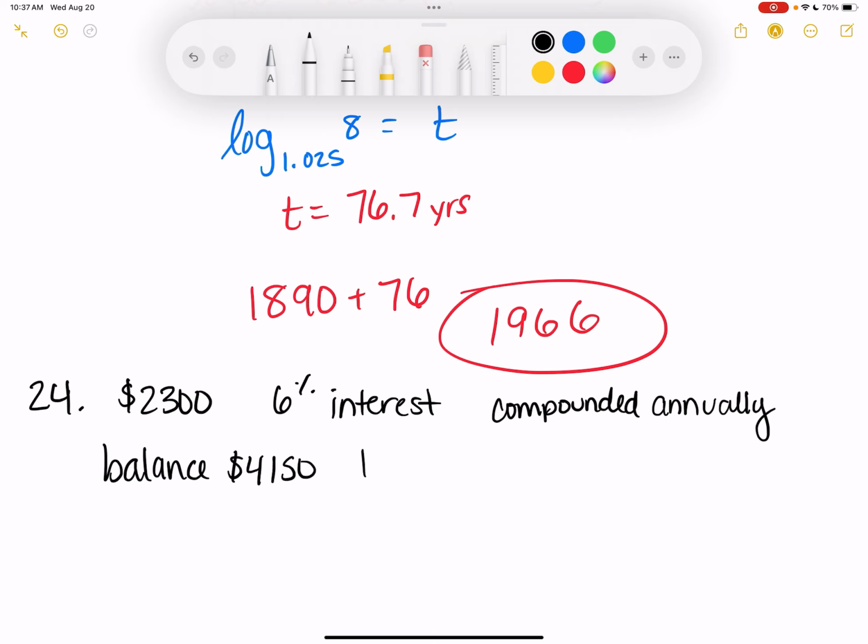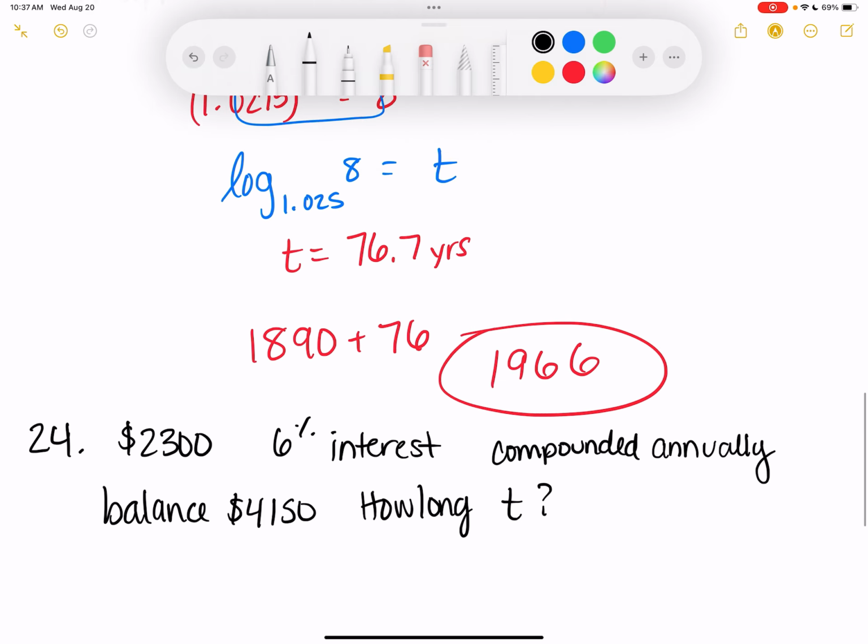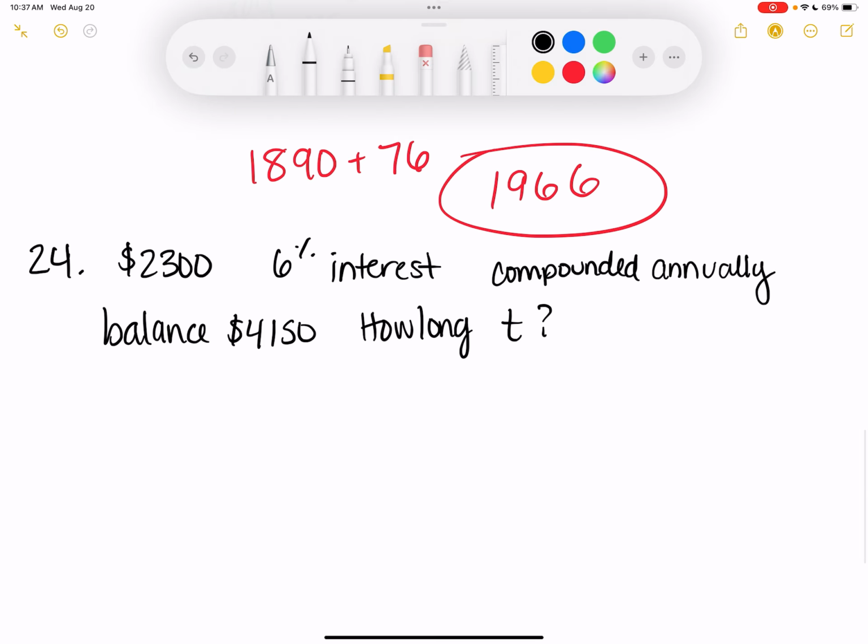So I'm solving for time. So basically the same formula that I was using up here to find t is basically the exact same thing I'm doing here. So I'll have 4,150 is equal to $2,300 that he started with times 1.06 raised to the t.